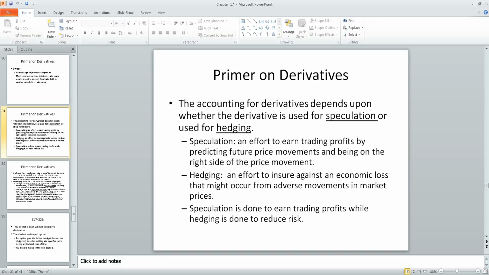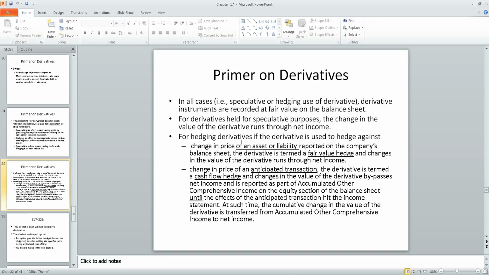So as I mentioned to you earlier, the accounting for derivatives depends upon whether the derivative is used for speculation or for hedging. Hedging is a use of a derivative to reduce risk, whereas the motivation for entering into a speculative derivative is to earn a trading profit.